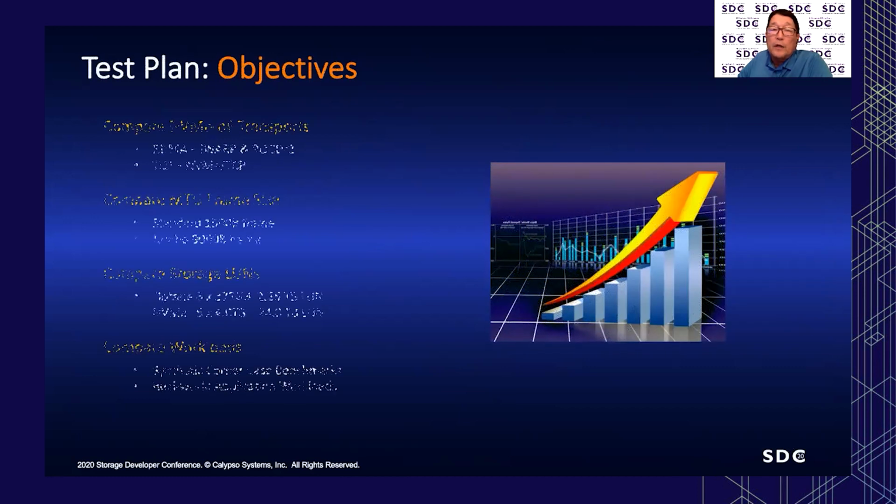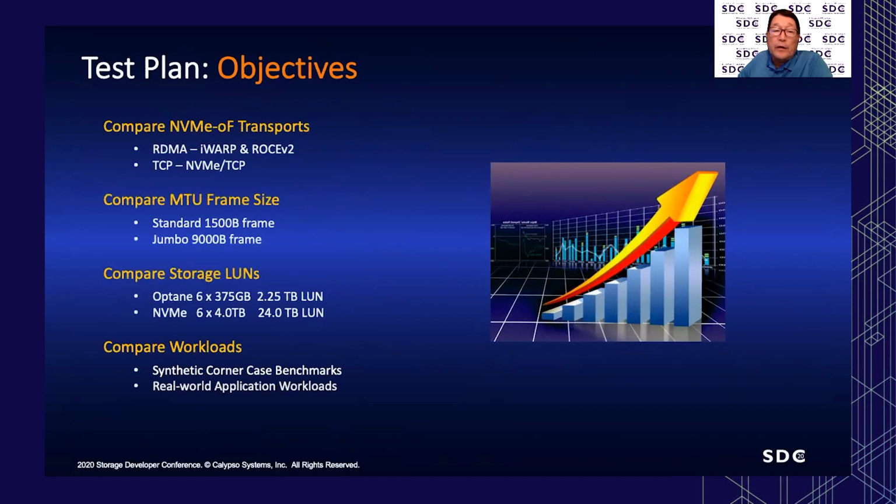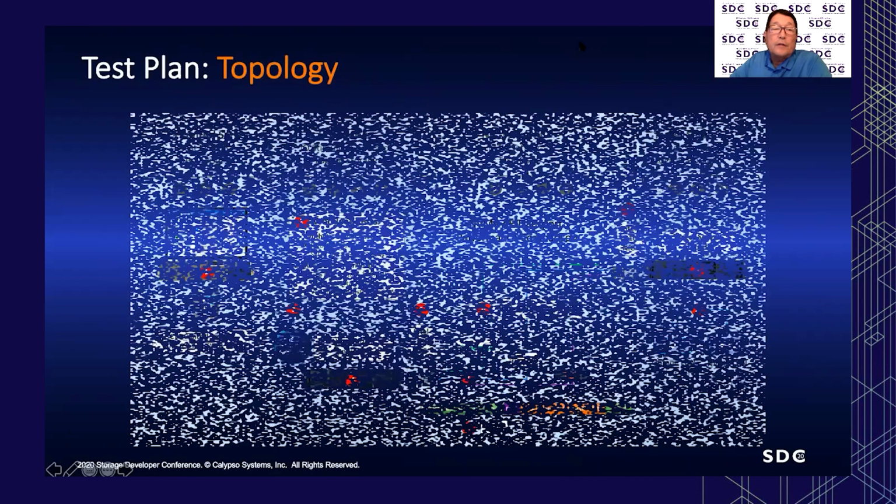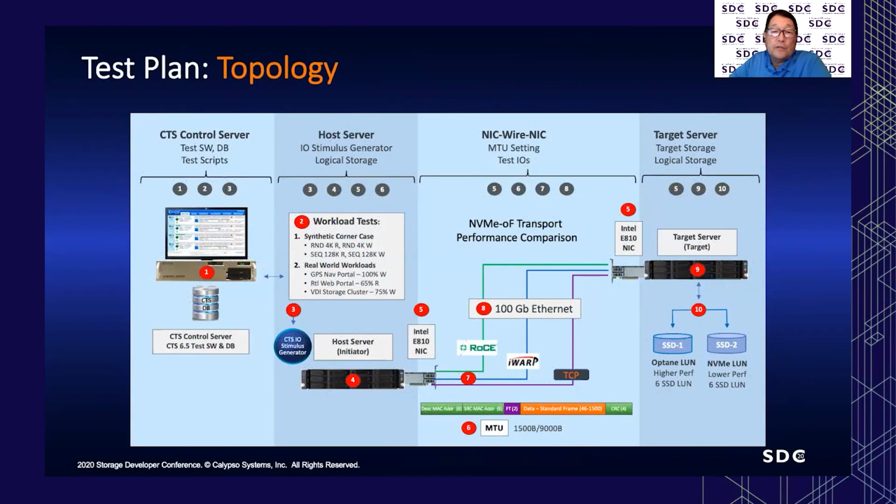So our test plan objectives: we want to compare NVMe fabric transport. We want to compare MTU frame size. We want to compare storage LUNs, and we want to compare workloads. Here is a look at the test plan topology. There are 4 sections to look at.